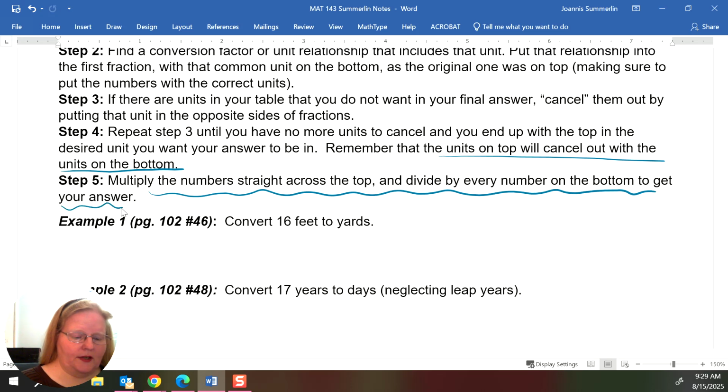That's the one that I keep repeating over and over again. Now they want us to do example number 1. Convert 16 feet to yards, which you can do in your head. I know that you can.